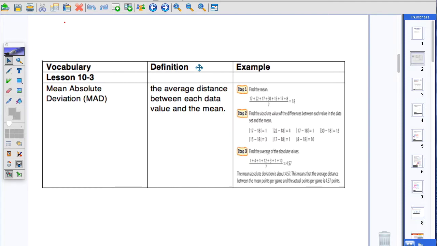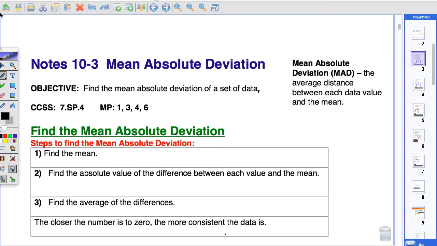The first thing that you're going to do is find the mean. Then you're going to find the absolute value of the differences between each value in the data set and the mean. And then you're going to find the average of the absolute values. Here's notes 10.3 on mean absolute deviation.